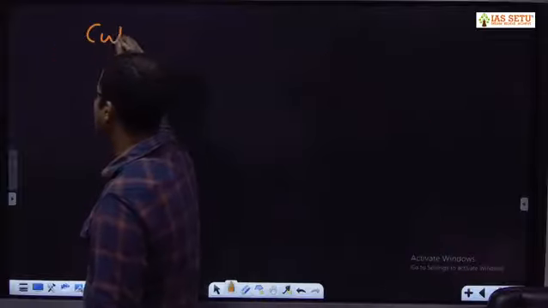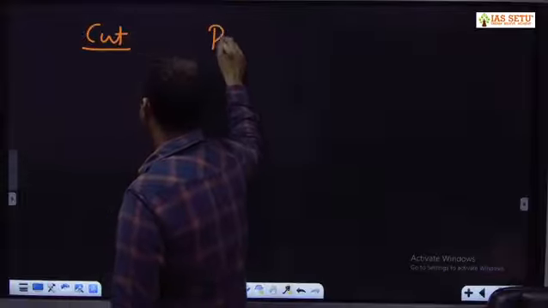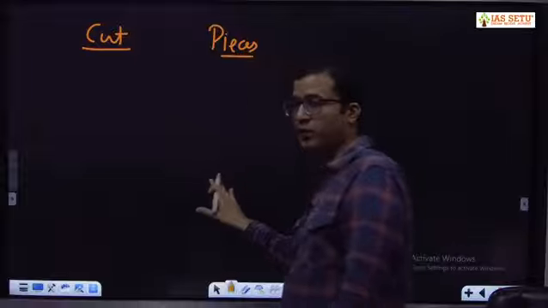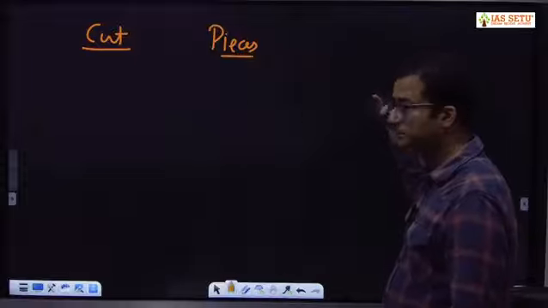Now I use 2 axes and then we will see the number of pieces. Then I will use 3 axes. Then we will see the number of pieces. Then I will tell you the pattern.